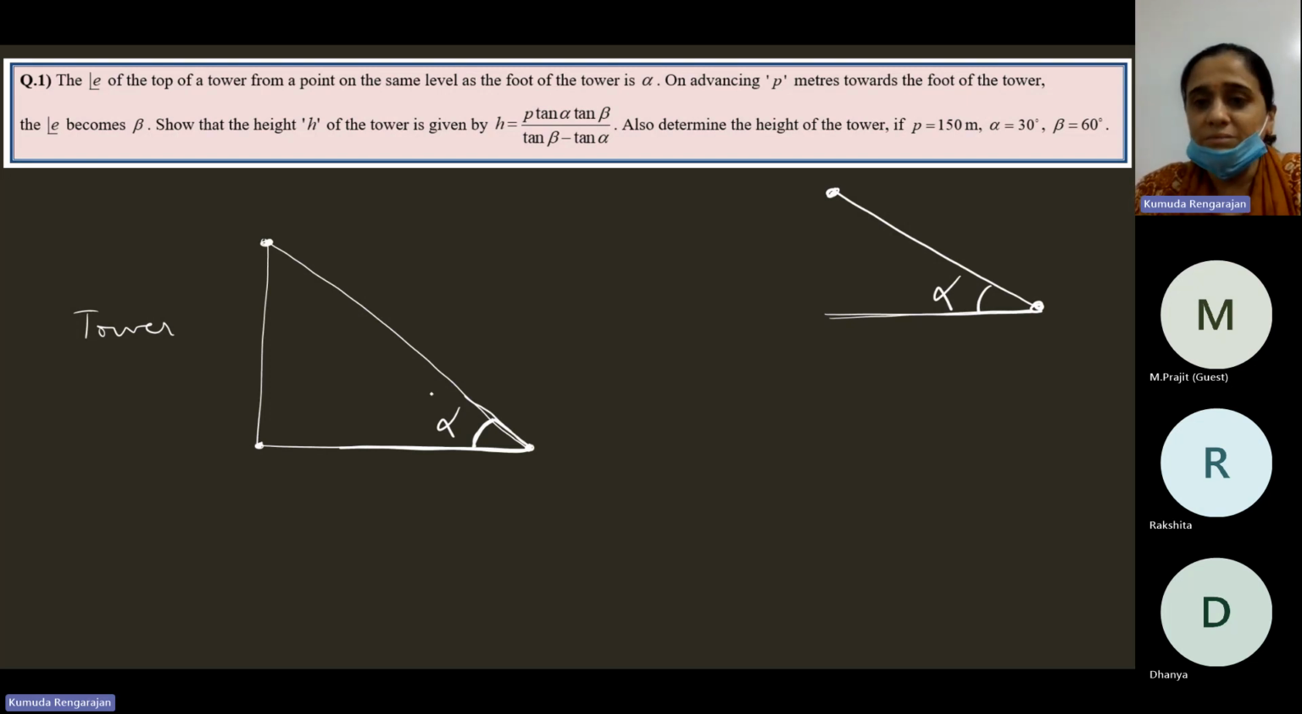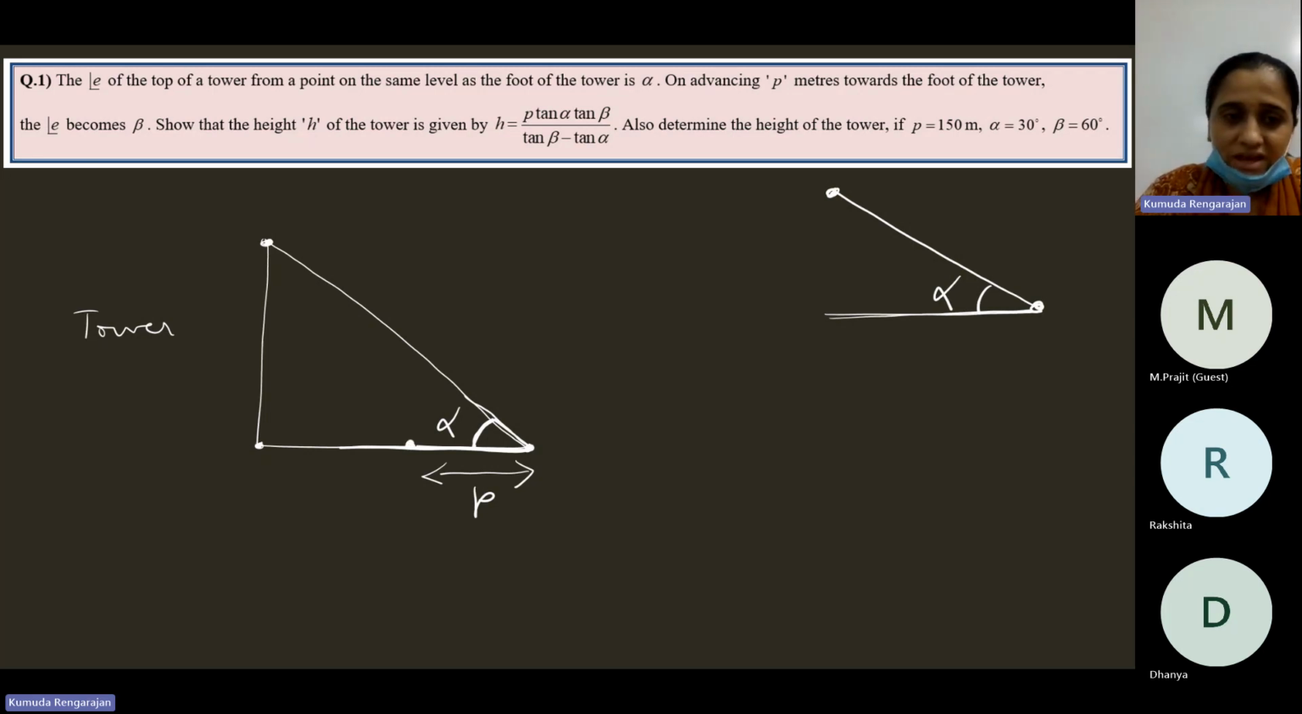On advancing p meters towards the foot of the tower. So he's going towards the foot of the tower. He's walking like this. On advancing p meters, so this one is p, towards the foot of the tower, the angle of elevation becomes beta. So the observer moves towards the foot of the tower. He walks a distance of p meters. I've marked p meters here. So he takes a new position.